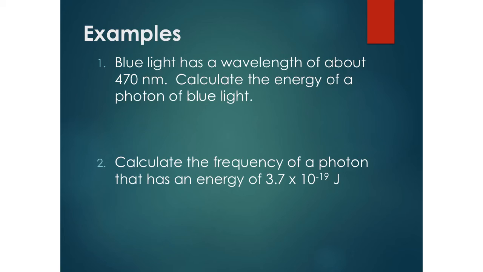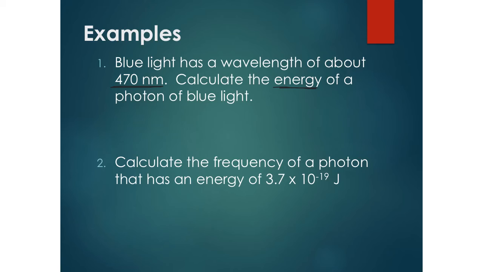All right, so blue light has a wavelength of about 470 nanometers. The previous question had used 484 nanometers for blue light. Those are very similar. There are different shades of blue, hence the difference there. Calculate the energy of a photon of blue light.